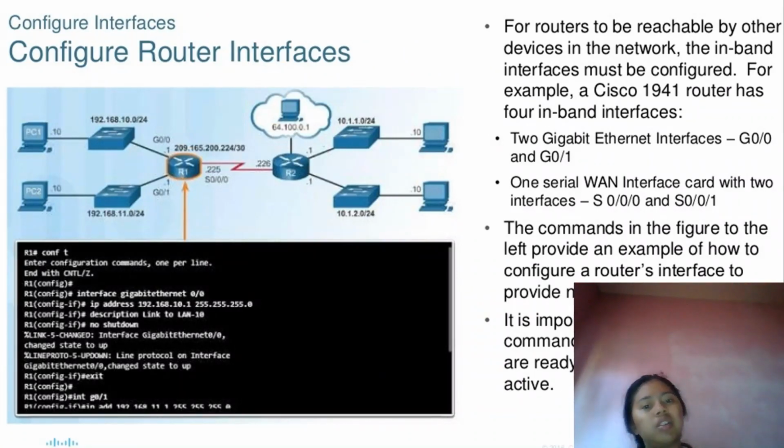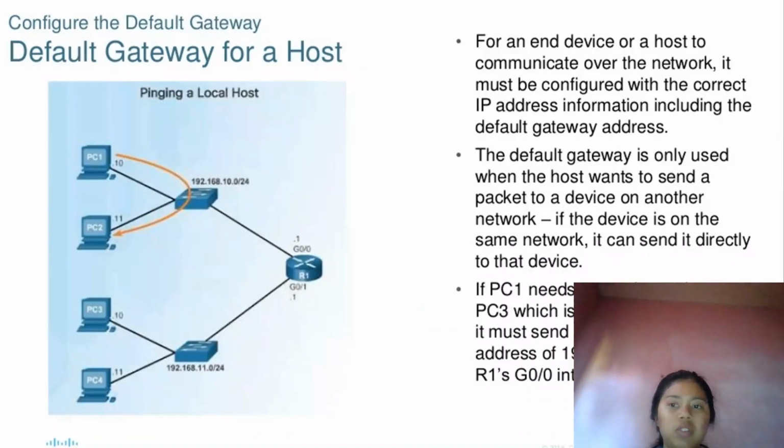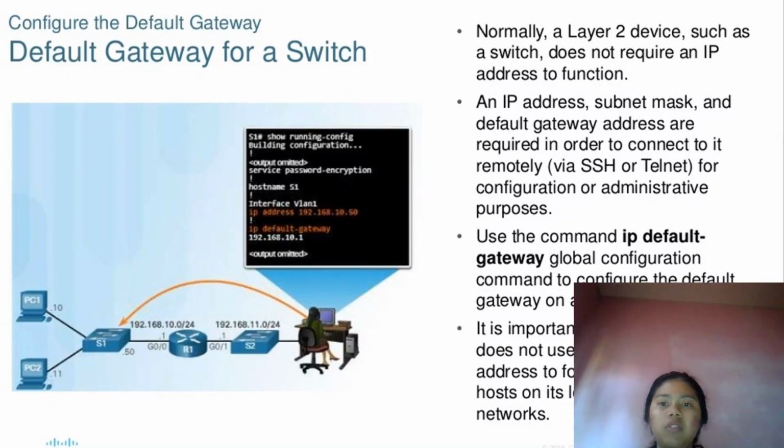Configure router interface: 2 gigabit Ethernet interfaces, 1 serial interface card with 2 interfaces. The commands in the figure to the left provide an example of how to verify interface configuration. After configuring an interface or for troubleshooting purposes, there are several commands that can be used: show ip interface brief, show ip route, and show interfaces. Default gateway for a host. Default gateway for a switch.